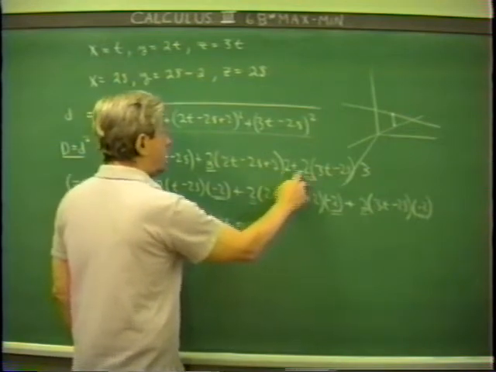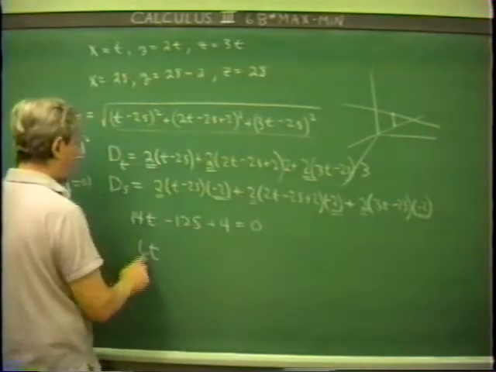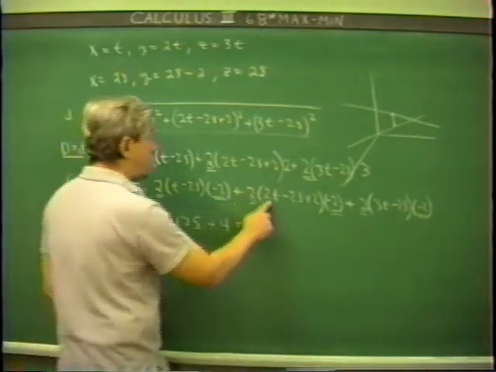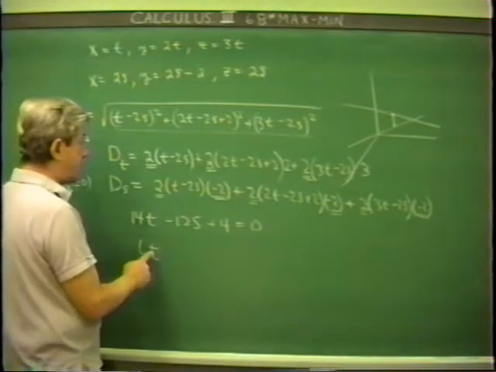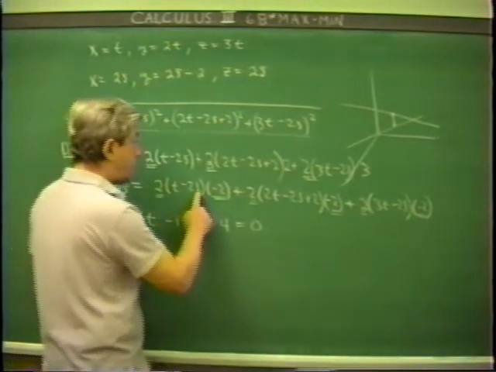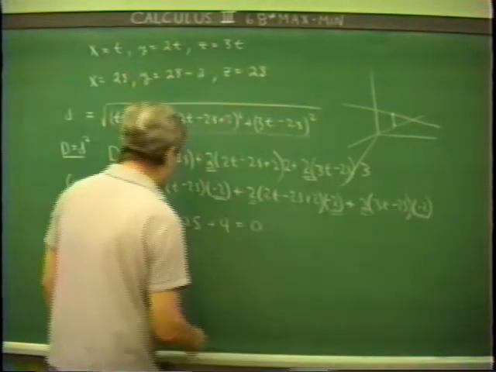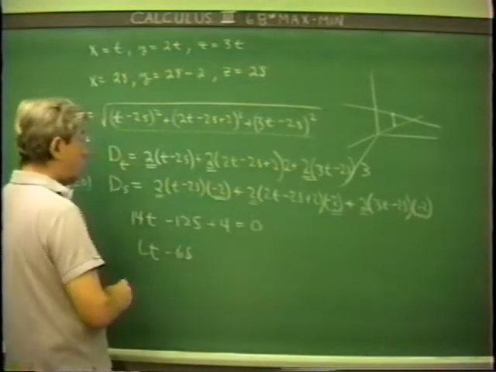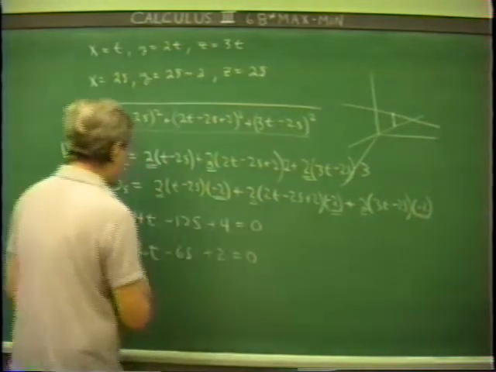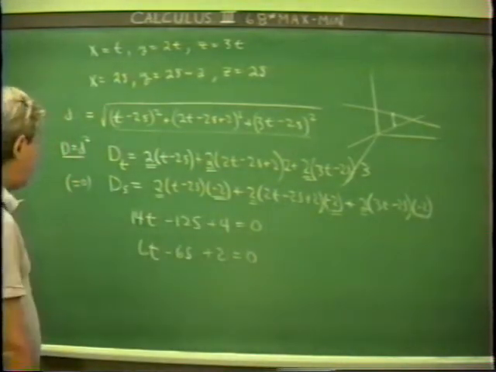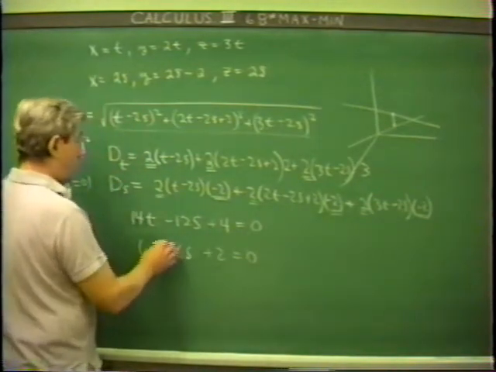The s term is going to be minus 2s, minus another 4s is minus 6s, minus 6s is minus 12s, that's okay, and then plus 4. Now here we've got t plus 2t plus 3t is 6t. Now for the s's, we have minus 2s, minus another 2s, minus another 2s, so minus 6s, and plus 2 equals 0. So we want to solve these two equations for s and t.